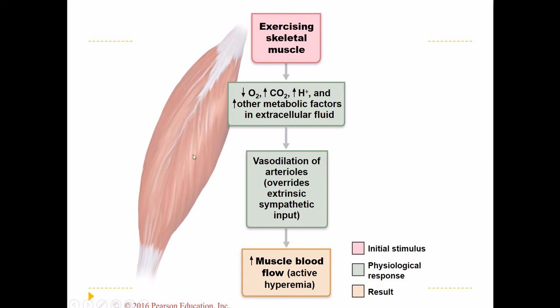So here's our skeletal muscle, for instance. We're exercising. You'll see that our levels of oxygen decline, levels of carbon dioxide and all these other metabolites like hydrogen ions increase. That indicates an active tissue. And so then the local arterioles will vasodilate, and we get an increased blood flow to the active tissue.